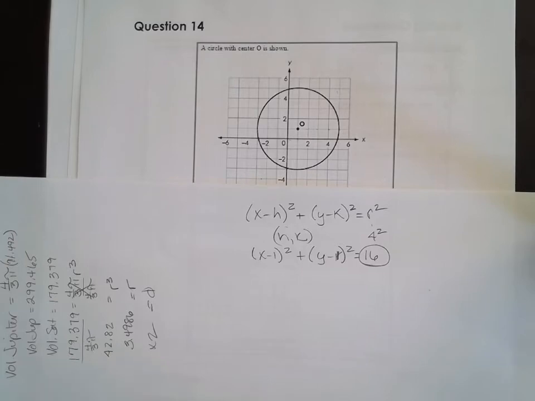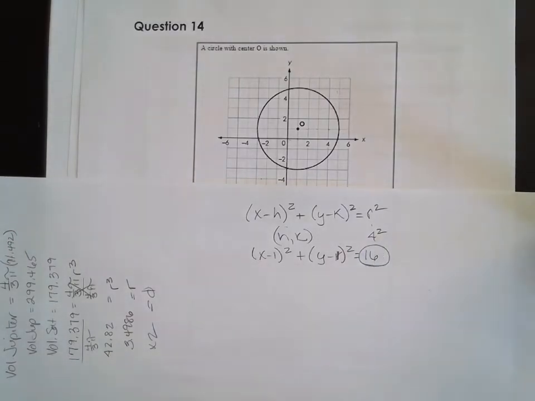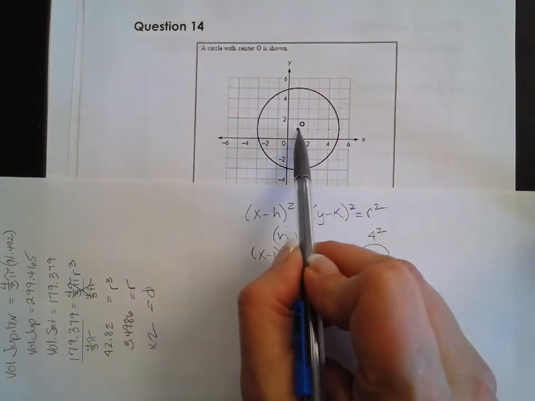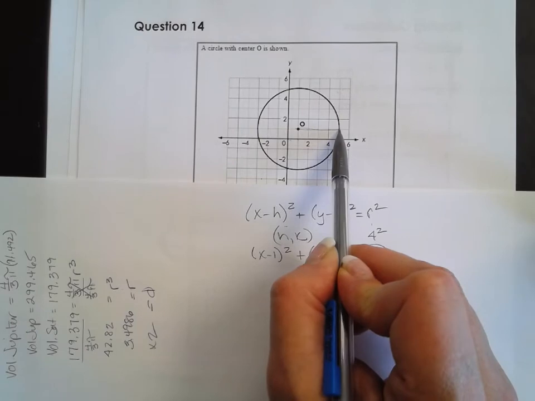Okay? I don't know for sure, but I would guess that the state will not give you credit if you put 4 squared. The radius is from the center to the edge of the circle.